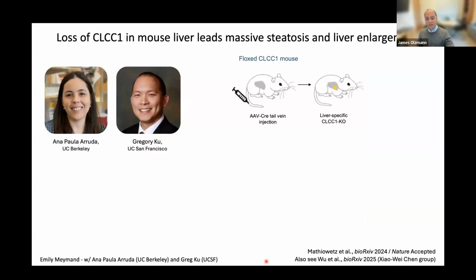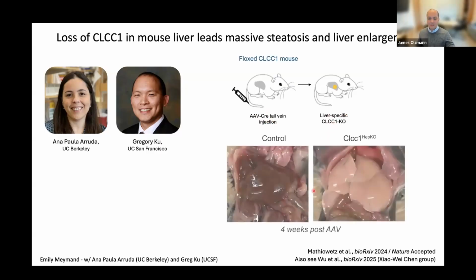We also wanted to understand whether this was relevant in the liver, in actual hepatocytes. So we've had a really terrific collaboration with Ana Paula Arruda here at Berkeley, as well as with Greg Koo at UCSF. We generated a floxed CLCC1 mouse, and then we injected AAV-Cre by tail vein to knock out CLCC1 in the liver. And this was a really striking result.